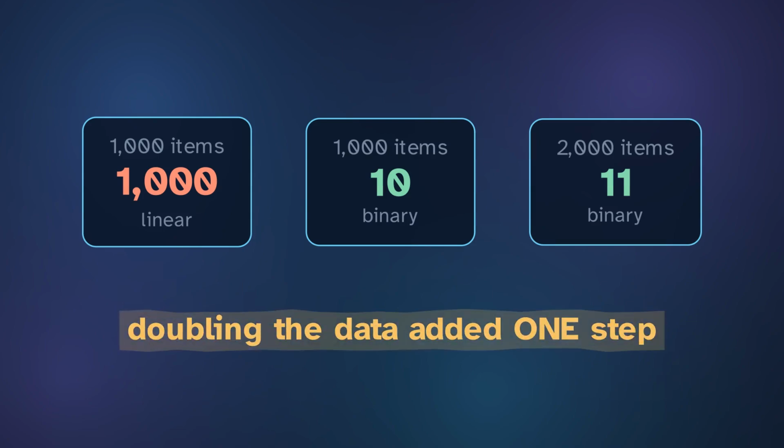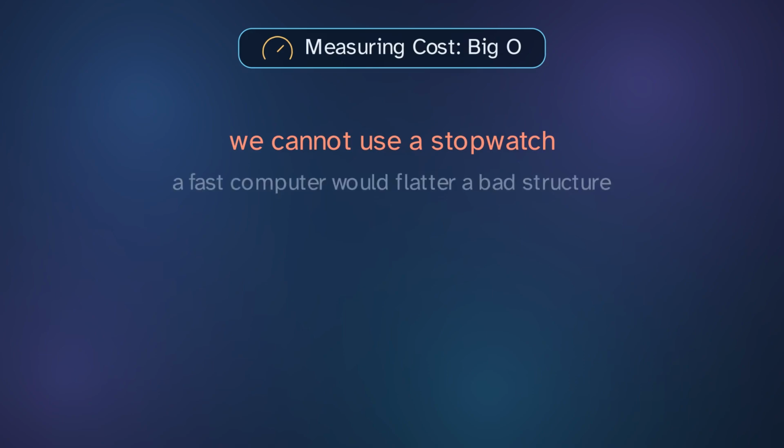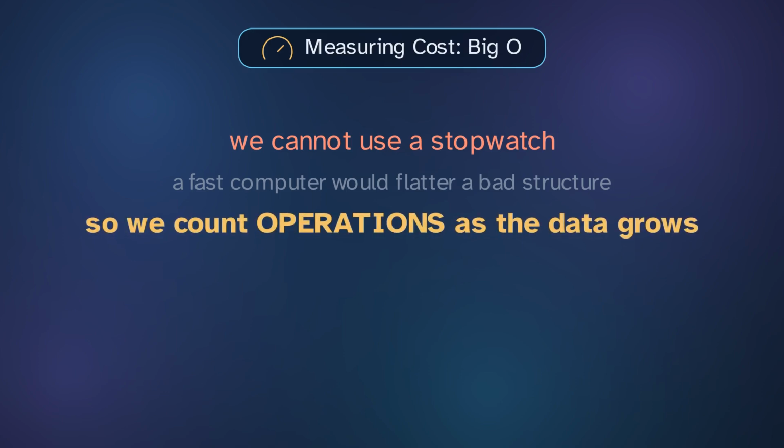Doubling the data added a single step. That is what people mean when they say sorting pays for itself. Which means we need a way to talk about cost. And we cannot just time it with a stopwatch. A fast computer would flatter a bad structure. So instead of measuring seconds, we count operations.